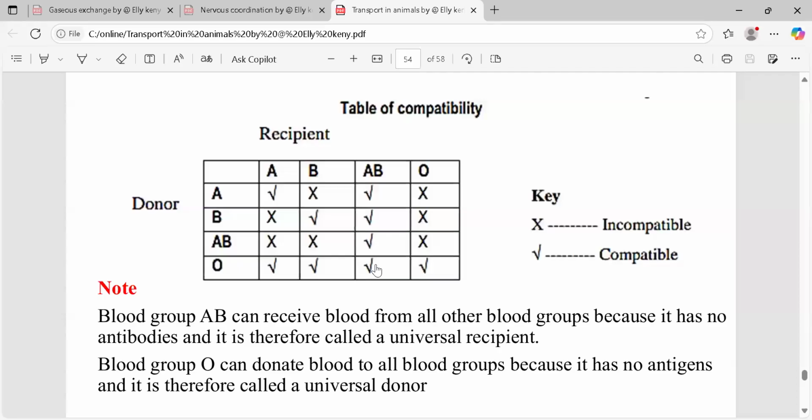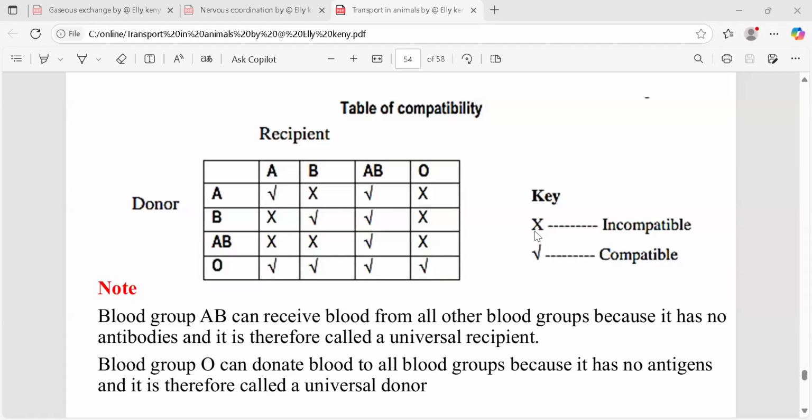And then for blood group O, they can donate to everyone. But however, they only receive from blood group O. That's a disadvantage. So if you're blood group O, you can give to anyone, but you only receive from blood group O.